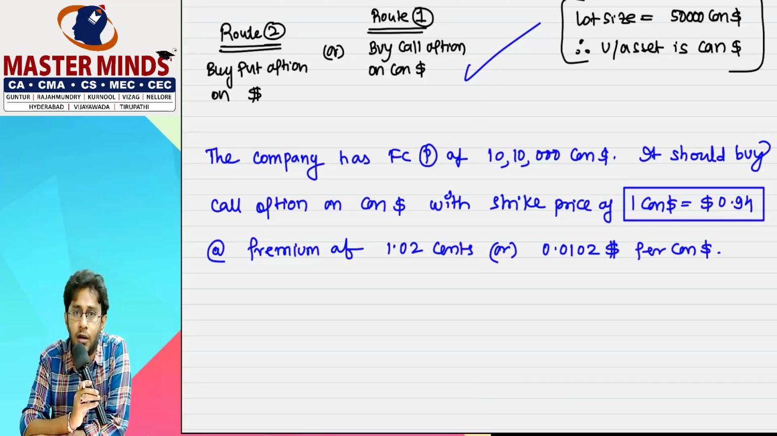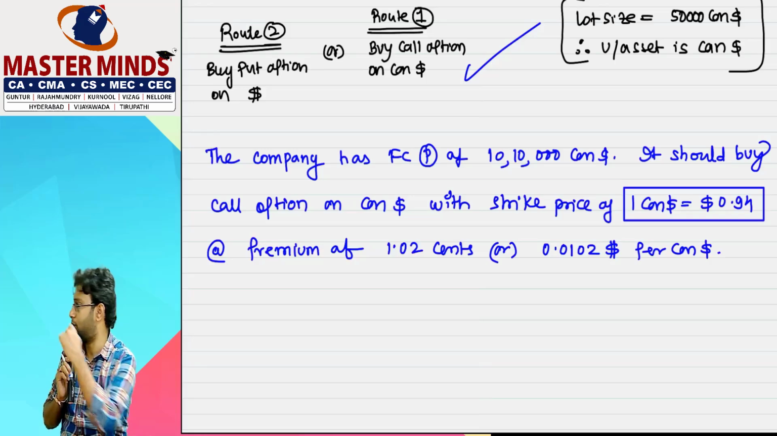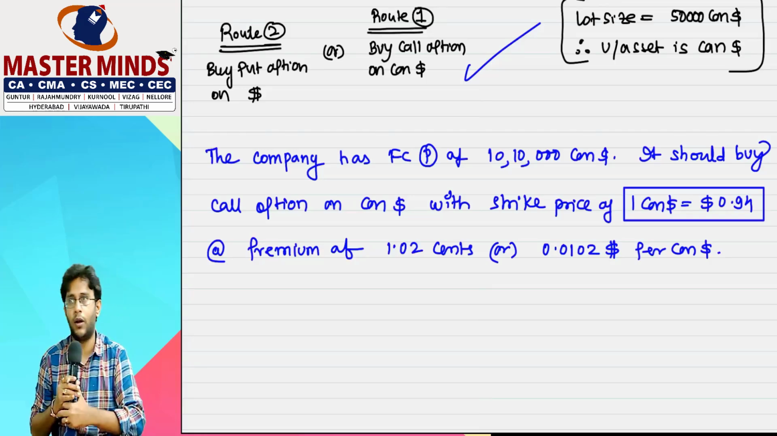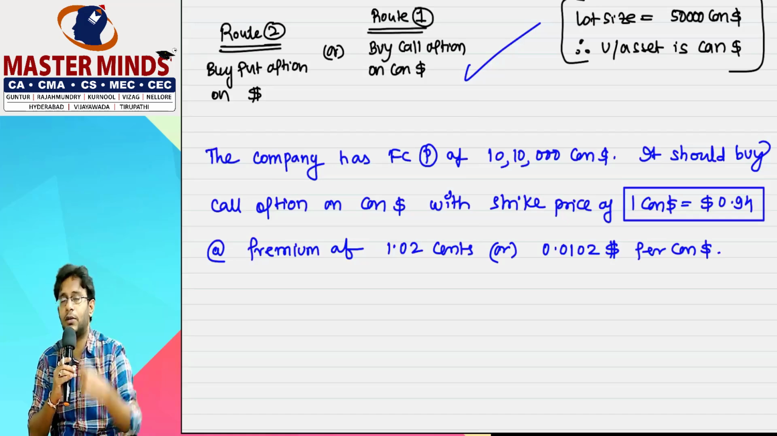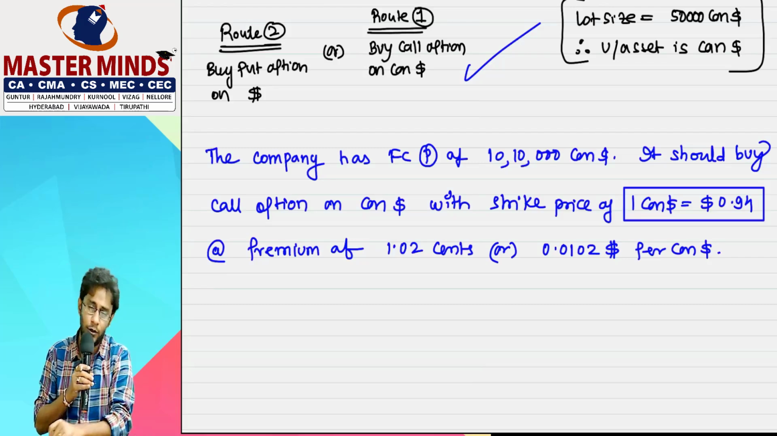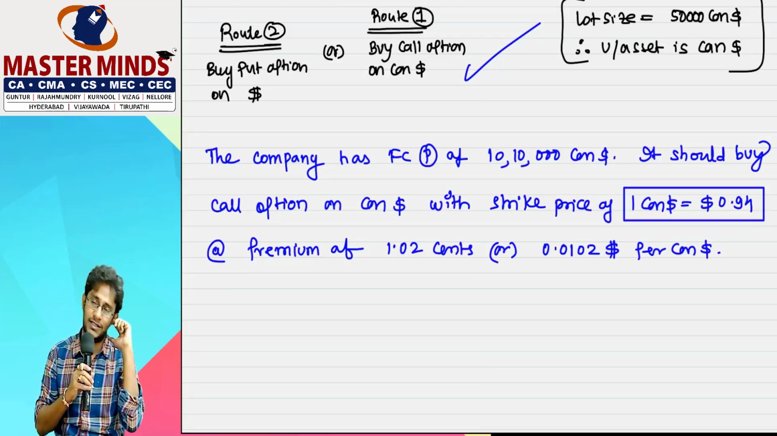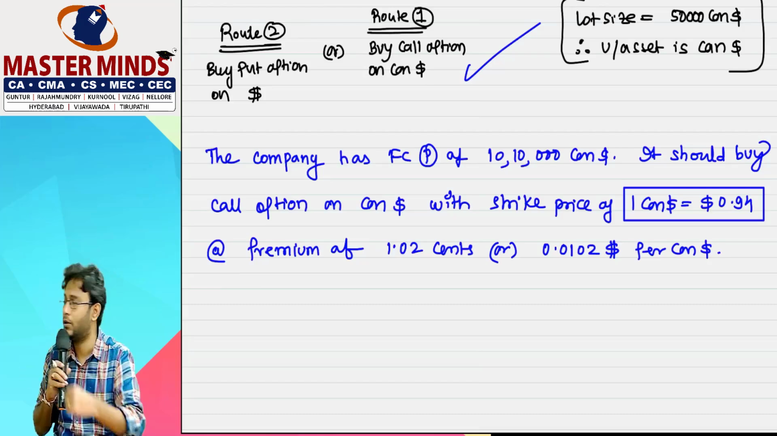Very clearly observe, sir. Underlying asset is CAN dollar, premium cannot be in CAN dollar. Premium will be in another currency. Premium cannot be in the underlying asset currency. So that's very clearly you should be writing. Normally our thoughts will go like this: now that you purchased a call option, first day you have to work out the premium amount. Don't do that, because there is a lot size given in the question. If lot size is given, you will not be able to hedge the entire amount of FC payable. So first you have to work out how many contracts you have to take. Once you finalize that part, then you come to the premium.